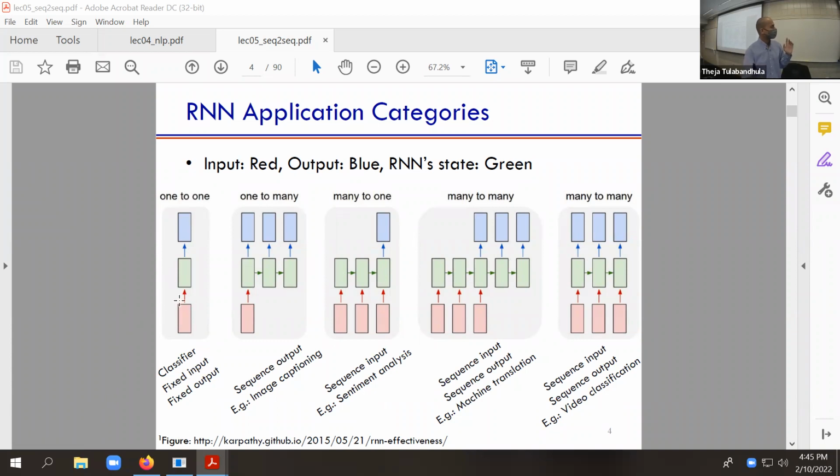Red boxes are inputs, blue boxes are outputs, and here I say RNN state because the center ones may involve RNNs, but in general, think of the center one as some function mapping from input to output.